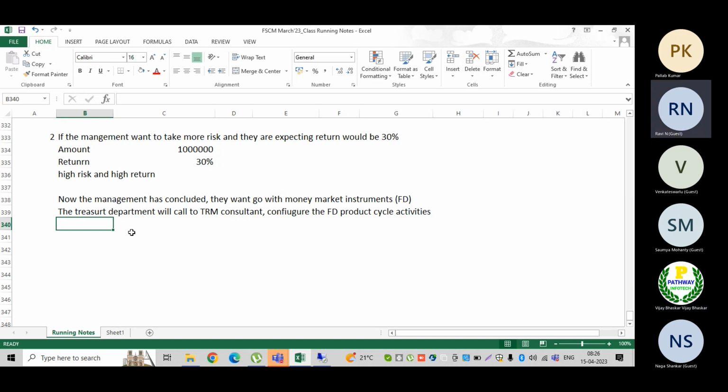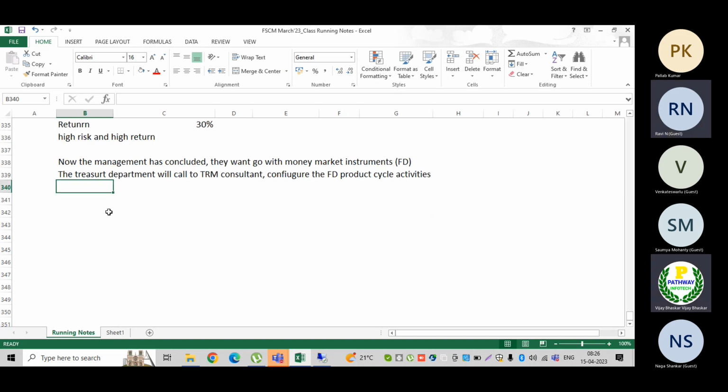Every time they decide something, they will ask the TRM consultant to configure it, and then their end users will take care of the further movements. Exactly. But remember, Ravi, here.